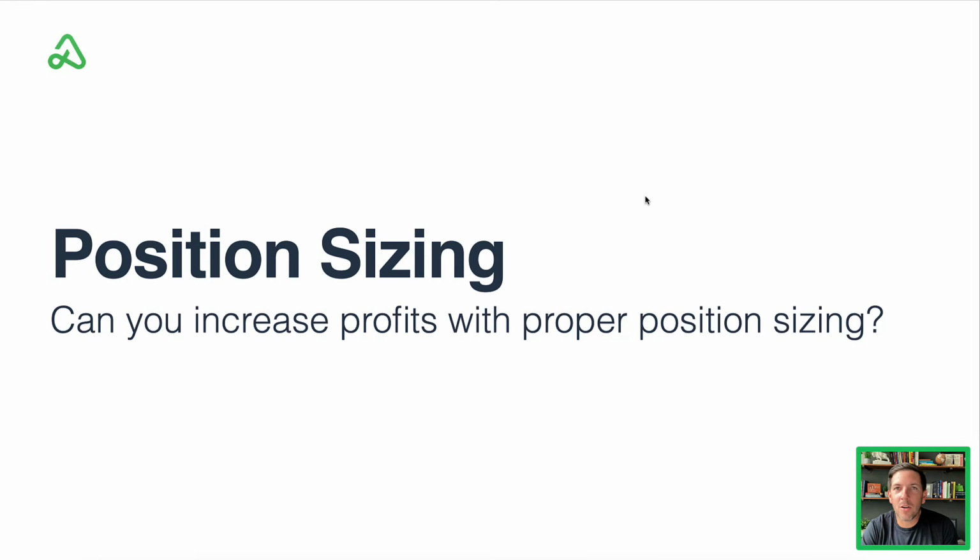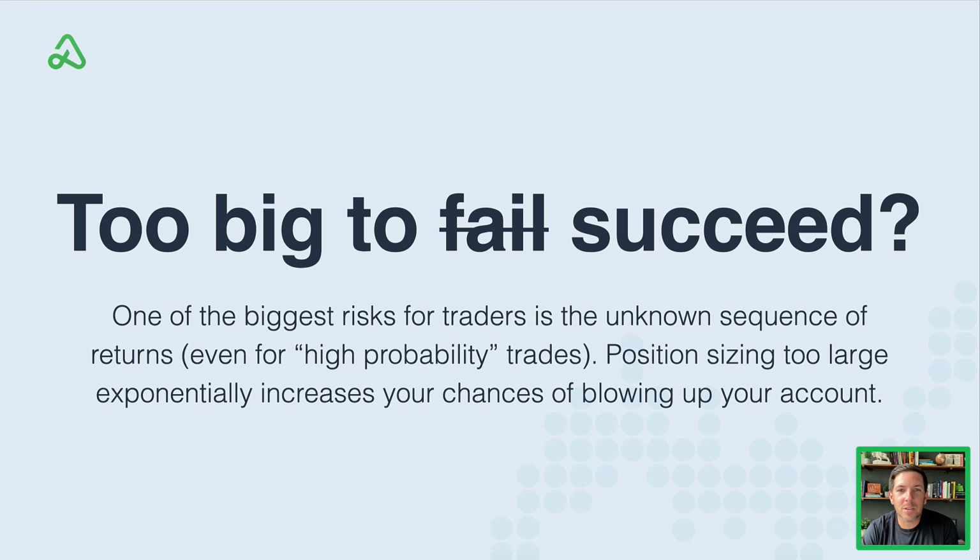So in this video, we're going to talk all things position sizing, seeing if we can increase our profits by properly sizing our positions. So really, we've heard this one before, which is the too big to fail. But in this case, I scratched that out and I said, could you be too big to succeed? And I'm talking about your position sizing, of course, because one of the biggest risks for traders is the unknown sequence of returns, even for high probability trades. This seems to be the continuous killer for traders. It seems to be something that not a lot of people talk about or think about. Hopefully I can help explain it in a better way today so you can get over this hurdle and into proper position sizing. But we'll also go through some back tests that kind of show and prove this point as we go.